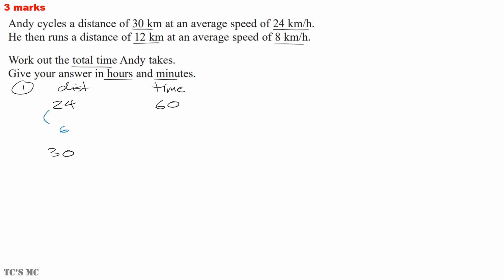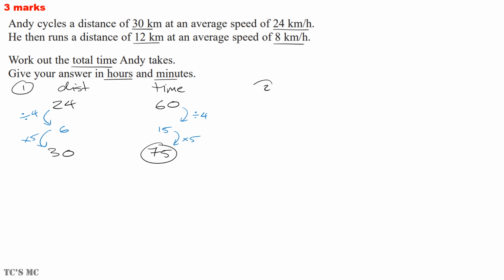To go from 24 to 6, we need to divide by 4. To go from 6 to 30, we need to multiply by 5. Do the same on this side. Divide by 4 and we get 15. Multiply by 5 and we get 75.